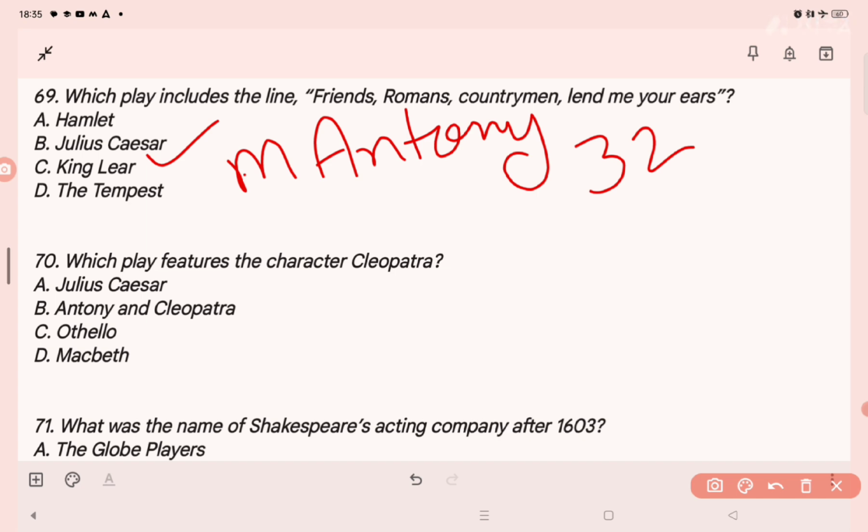Which play features the character Cleopatra? Option B, Antony and Cleopatra. Cleopatra is the queen of Egypt in Antony and Cleopatra, which deals with her relationship with Mark Antony.